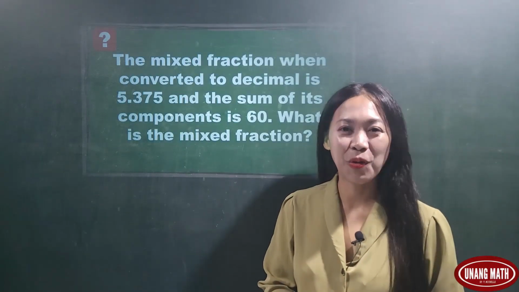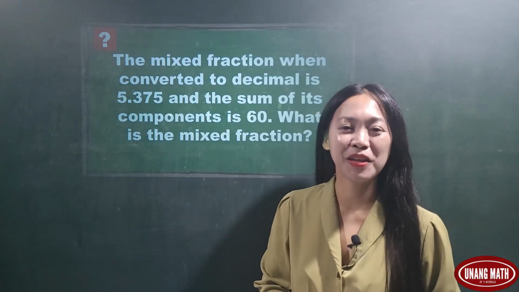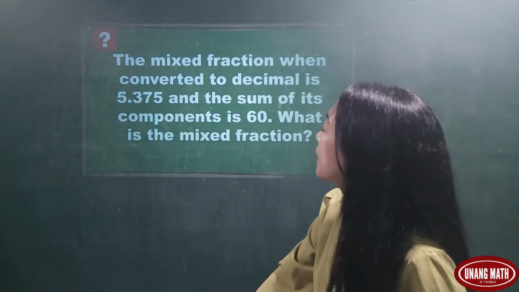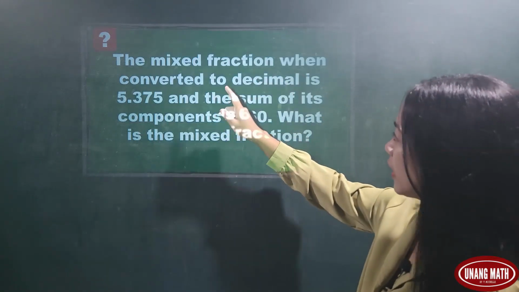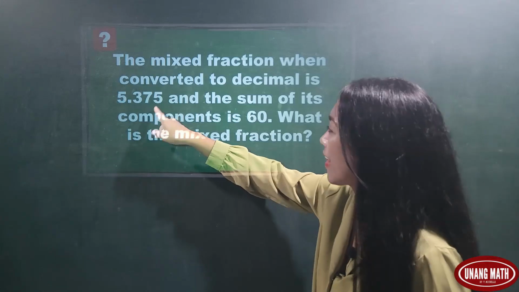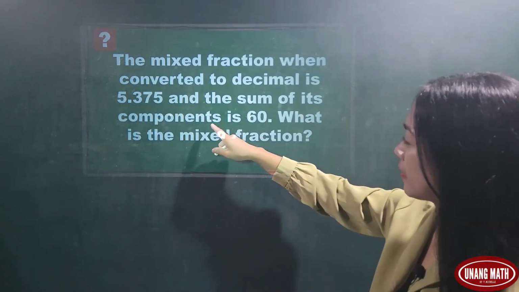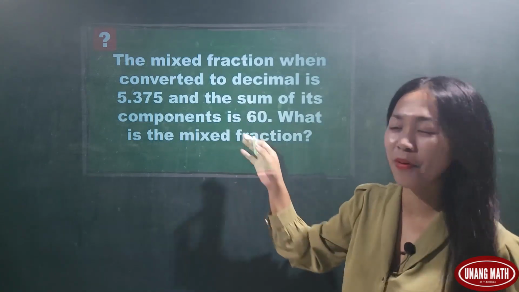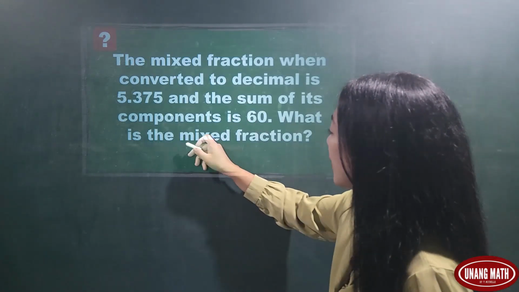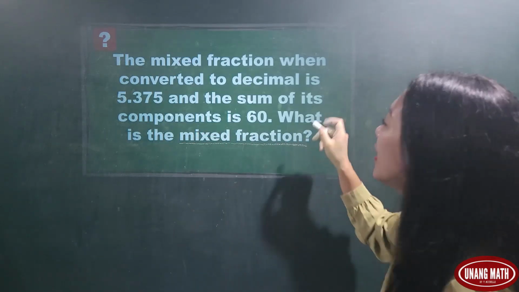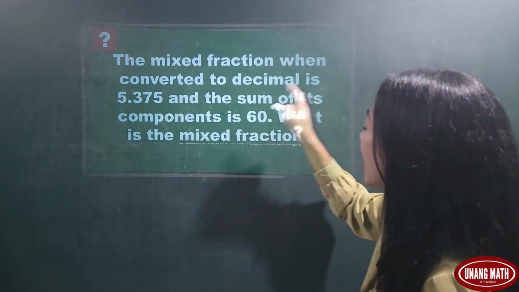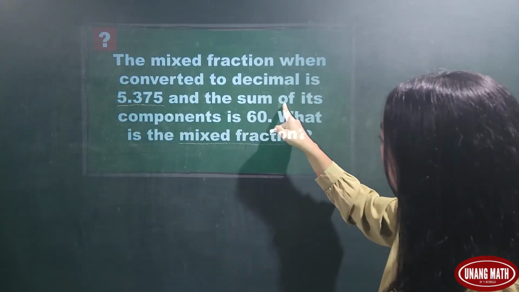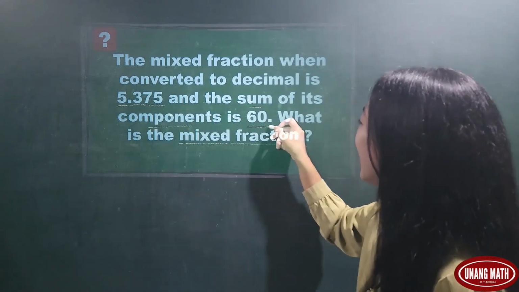Ngayon naman, let's solve two basic math problems involving fractions and decimals. Okay, our first problem is this one. The mixed fraction when converted to decimal is 5.375 and the sum of its components is 60. What is the mixed fraction? So, according sa problem na ito, ang kailangan nating malaman ay ang mixed fraction na kapag kinonvert to decimal, it's equal to 5.375. And the sum of its components is 60.